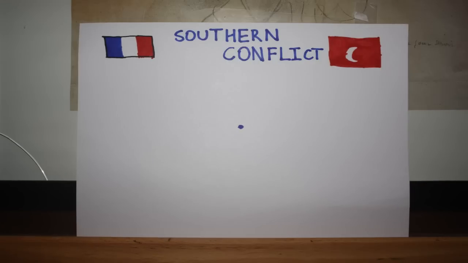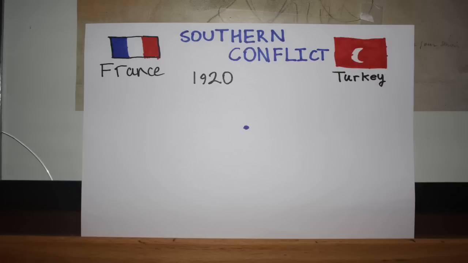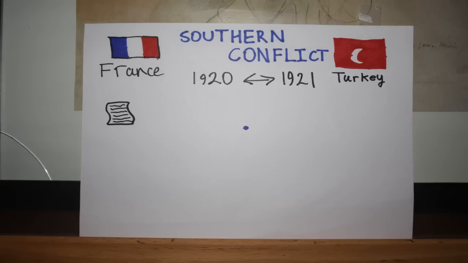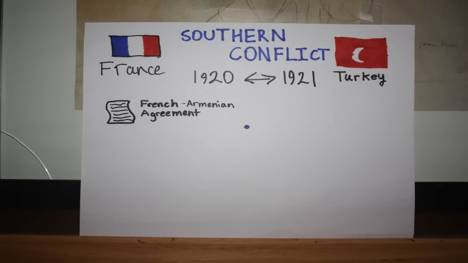Anyways, next came the Western conflict and the Southern conflict. The Southern conflict lasted from May of 1920 to 1921. The Southern conflict involved the French, the Armenians, and the Turkish nationalists. It's important to note that in 1916, the French had an agreement with the Armenians that stated that the Armenian forces would fight under the French army.